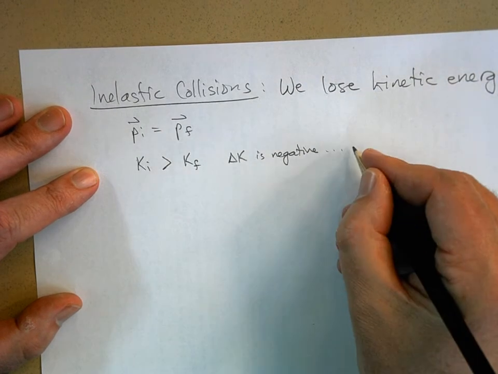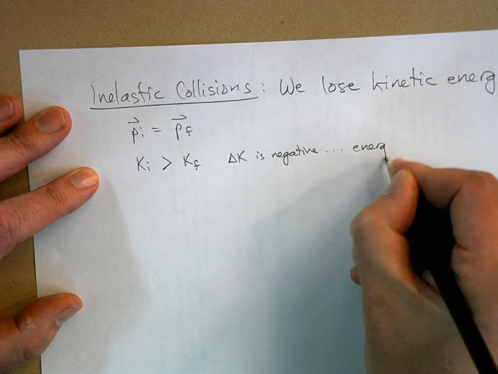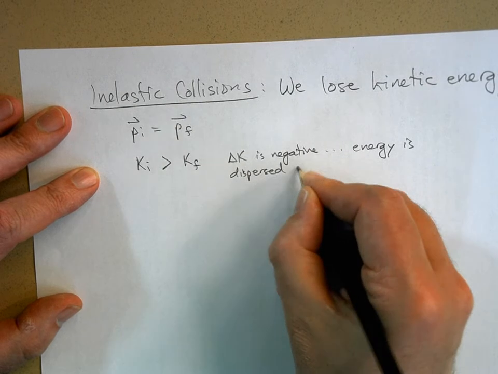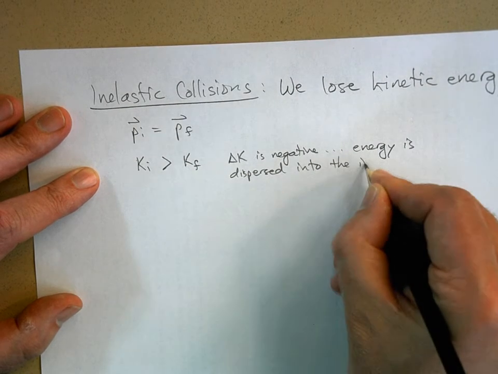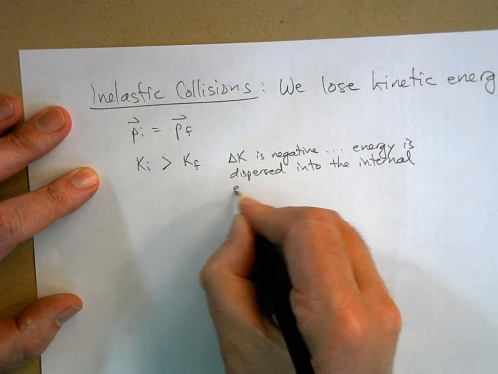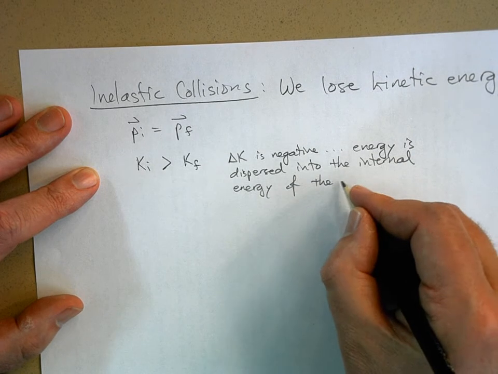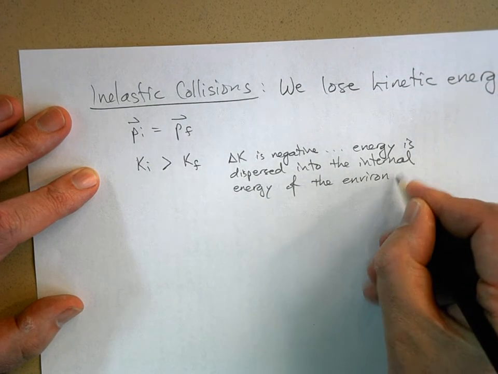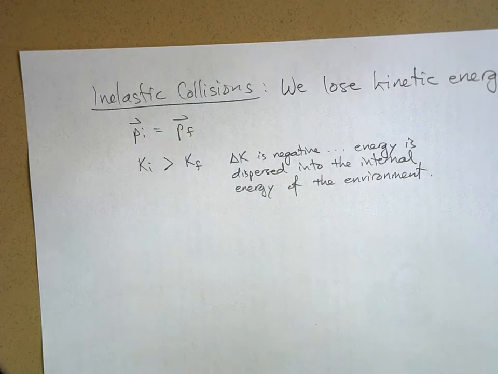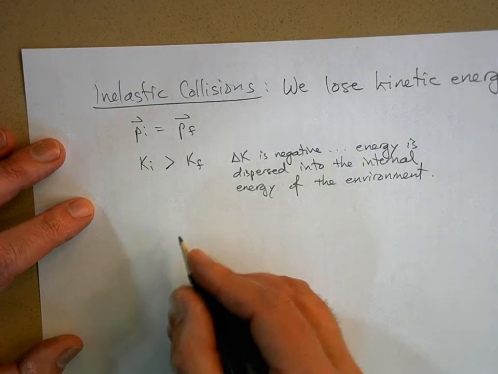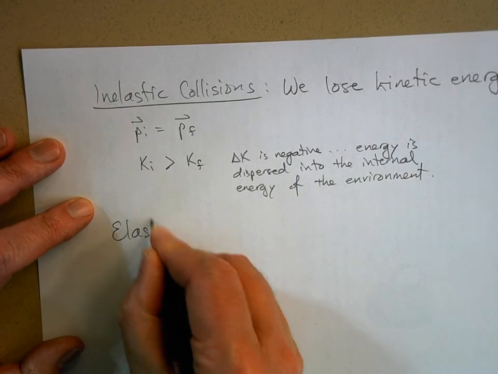and we basically disperse energy. Energy is dispersed into the internal energy of the environment. Oh, and also the objects themselves, they can be vibrating and they can be heated up a little bit. You can raise the temperature of them a little bit, as well as the environment. But you're going to lose kinetic energy. Now you have these other kind of collisions, and these are called elastic collisions.